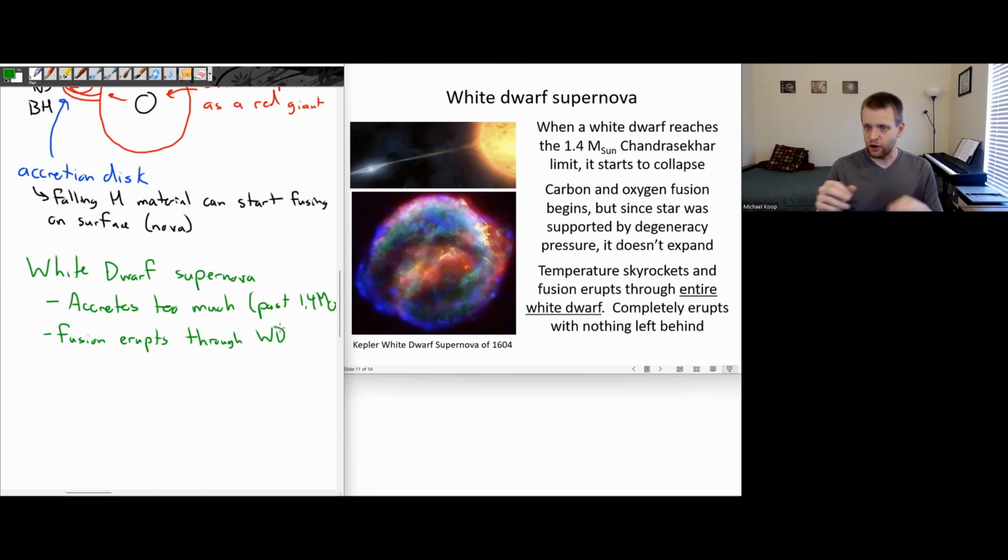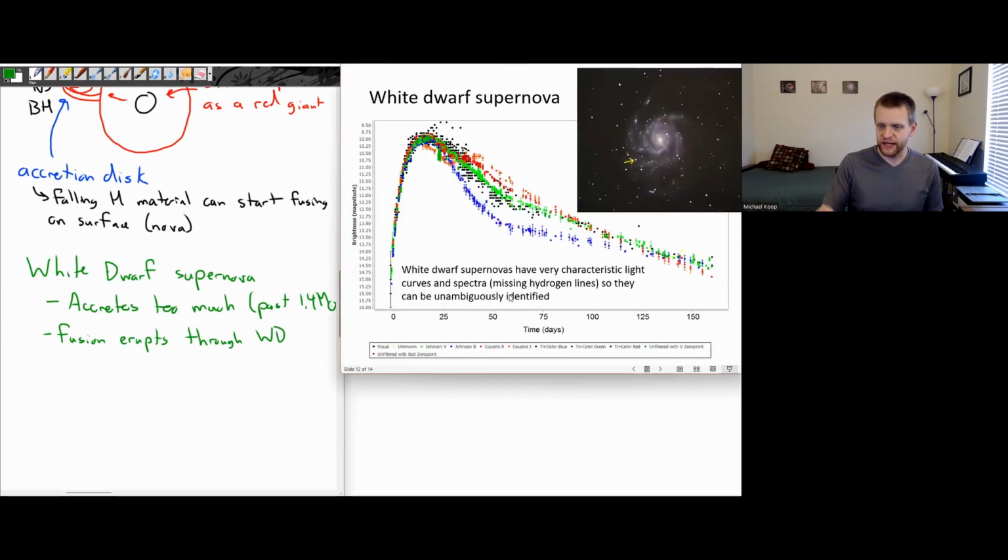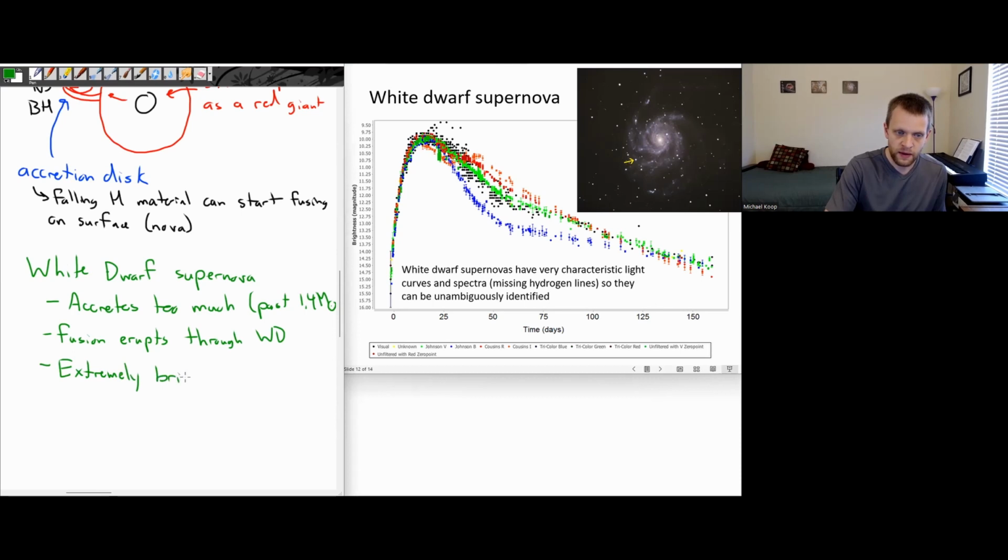And again, this skyrocketing temperature eventually causes the entire white dwarf to completely obliterate itself, leaving nothing behind except this expanding cloud of dust and gas. These white dwarf supernovas are some of the brightest supernovas that we see, some of the brightest events in space. So extremely bright, and uniquely identifiable.